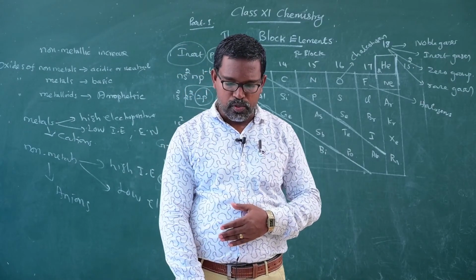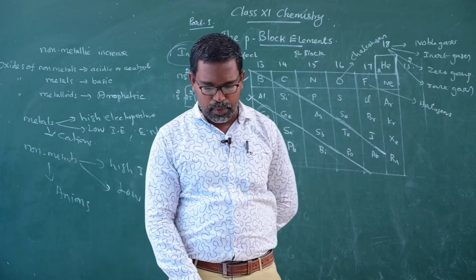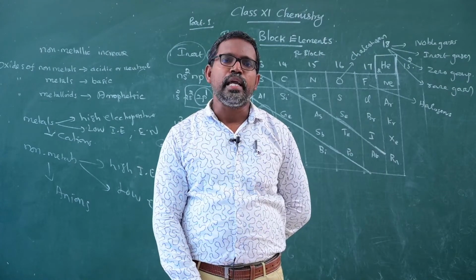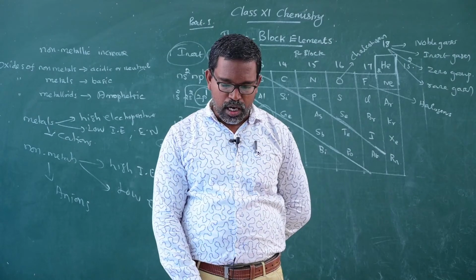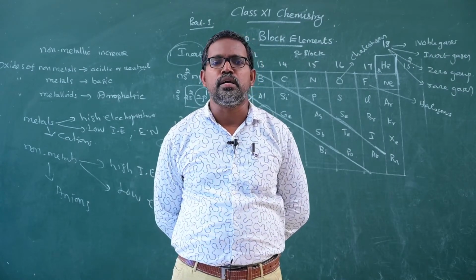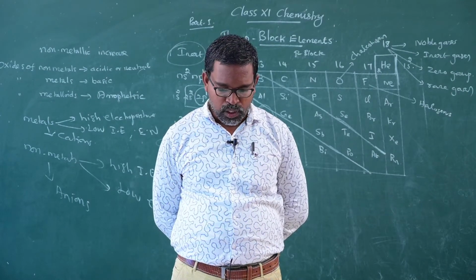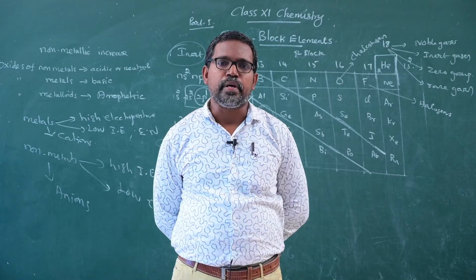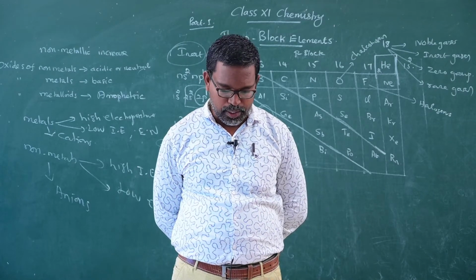So boron forms only BF4 minus, whereas aluminum forms AlF6 minus, with coordination number 6. Carbon forms the tetrahalides, CF4, CCl4 etc., whereas other elements can form hexahalides, such as sulfur hexafluoride and silicon hexachloride.